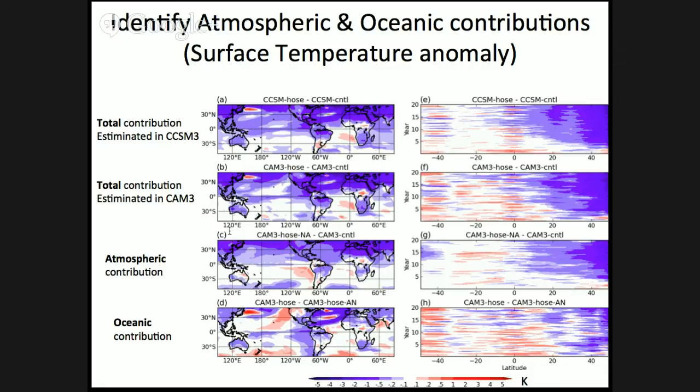And the southern hemisphere, I would recommend you not discuss the propagation features, because there's definitely going to be contamination from the natural variability here.